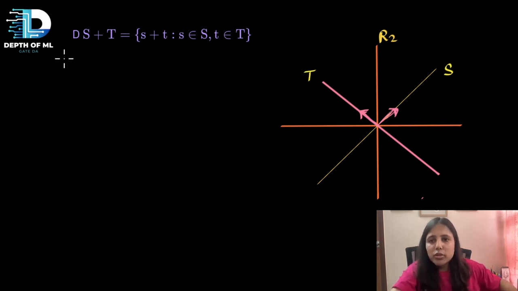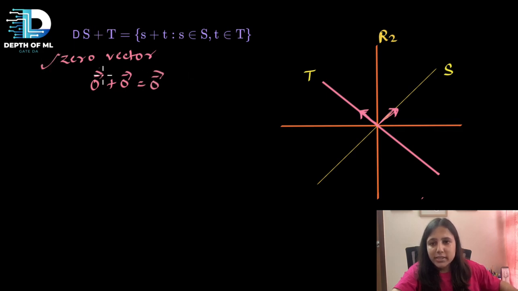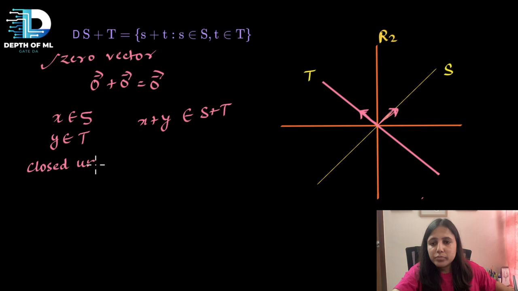Okay. So let's see for the 0 vector first. So the 0 vector will be present because 0 vector plus 0 vector gives me 0 vector. So this is present, because the 0 vector is present in S, the 0 vector is present in T, so it will belong to S plus T. Now closed under addition, by the definition this is closed under addition, right? Because say x belongs to S, and y belongs to T, then x plus y is going to belong to S plus T by definition, right? So this is also closed under addition.